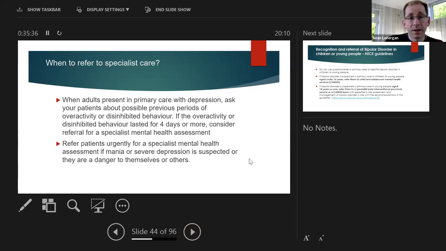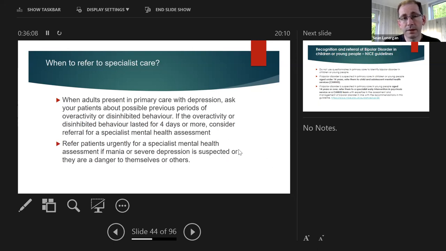When adults present in primary care with depression, what can be helpful is to ask your patients about possible previous periods of overactivity or disinhibited behavior, and to try and maybe get in the habit of doing this. So without necessarily having to wait for calls to ask, make this perhaps one of the things you typically ask when a person presents with depression, even if they've had depression for some period of time, and that's what you've been treating them for, to maybe check in if this may have been the case.